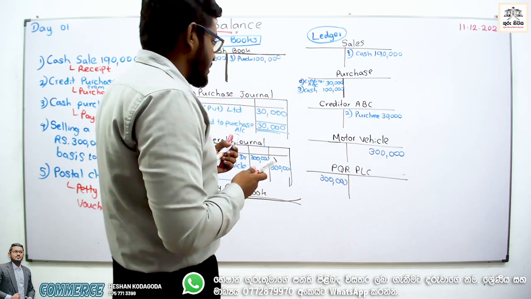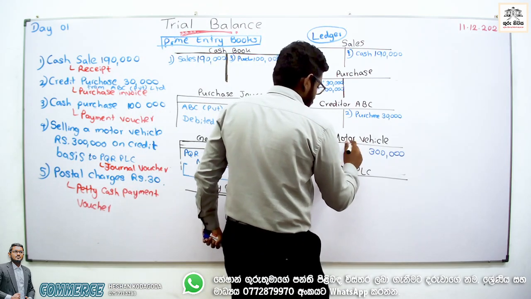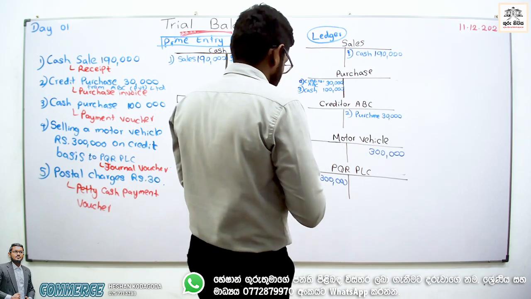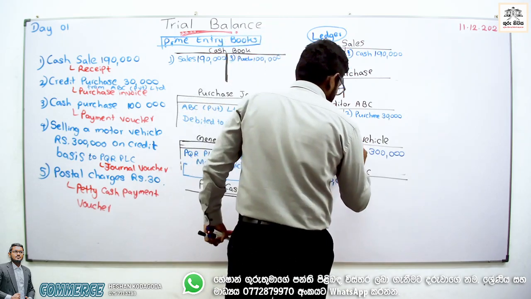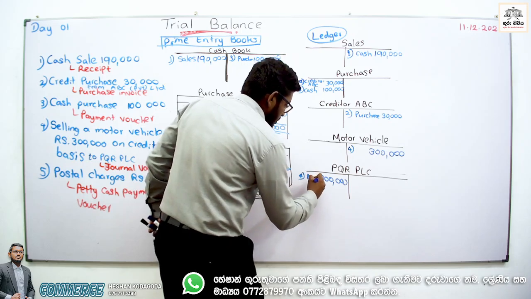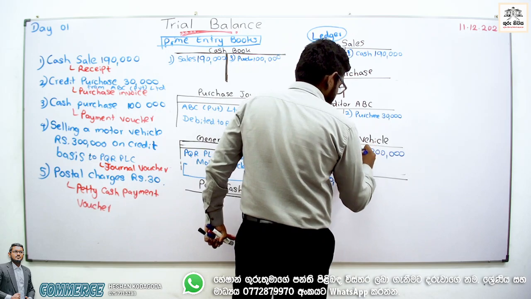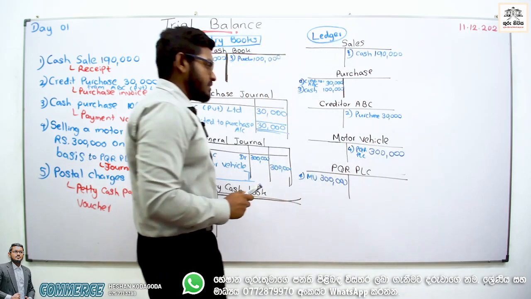So how to write it? You know, this is fourth one. Number 4. You can write this one. This is fourth one. Number 4. You can write this is motor vehicle. This is PQR. Yes. Fine, right?